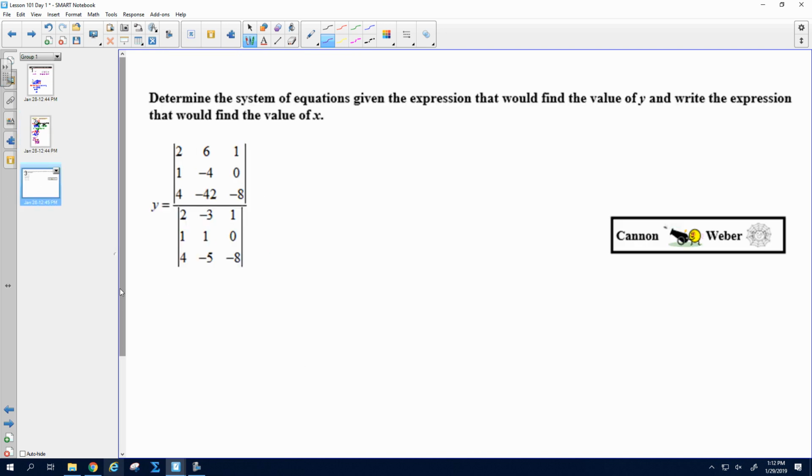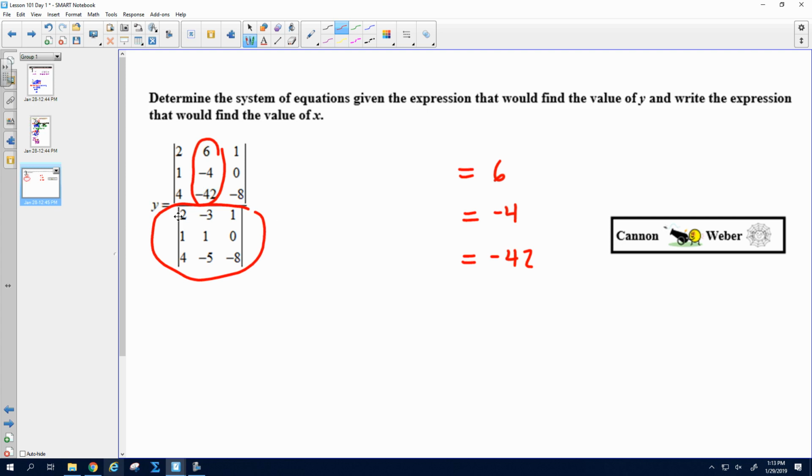Okay, determine the system of equations given the expression that would find the value of y, and write the expression that would find the value of x. So what it's asking is, what is the original problem? If I'm finding y, I already know that this is what part of the equation? It's the equals part. I have 3 things, and this has to be the equals part. And this part right here in the denominator sets up my original equation.